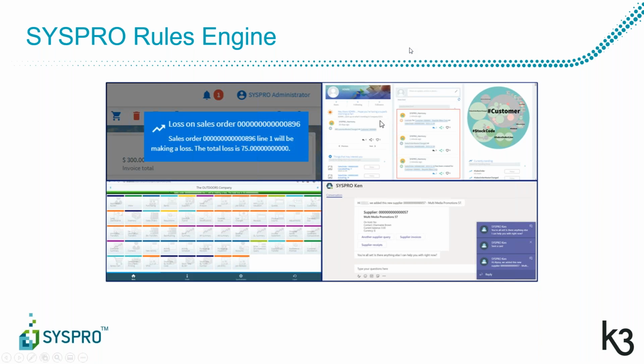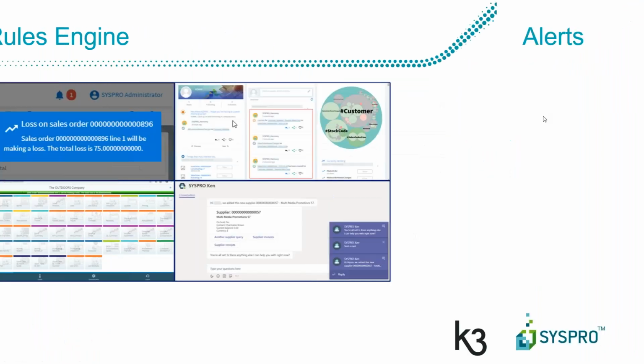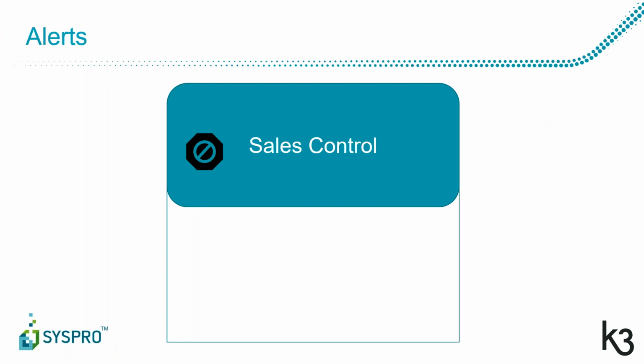Now, I promised you one more example. So on to our final example. And in this case, I'm going to talk a little bit about alerts. You want to control your sales process if you have a scenario where certain customers cannot be sold restricted products.